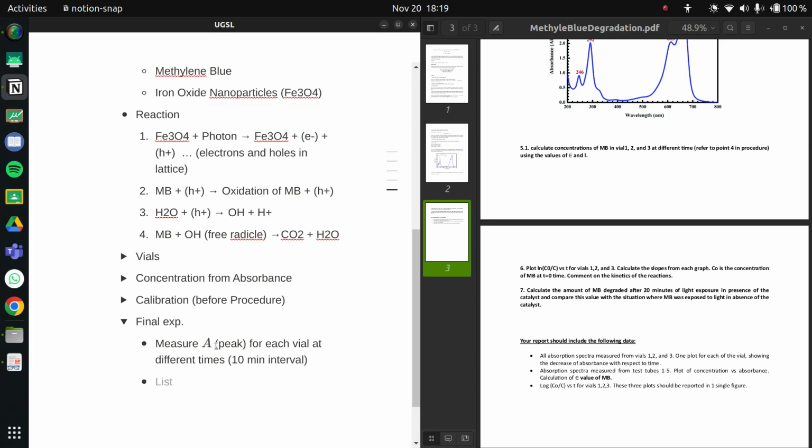Then plot the natural log of C0 by C versus t for vials 1, 2 and 3. Calculate the slope from each graph, and C0 is the concentration of MB at time equal to 0. Comment on the kinetics of the reaction. Okay. Right, then we convert to concentration first. Calculate C from these.